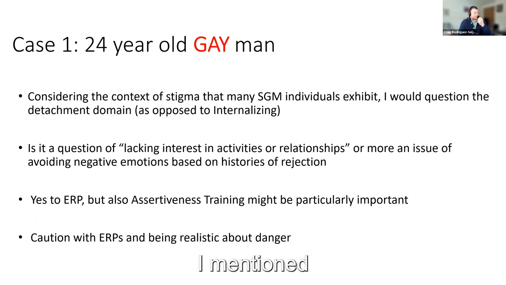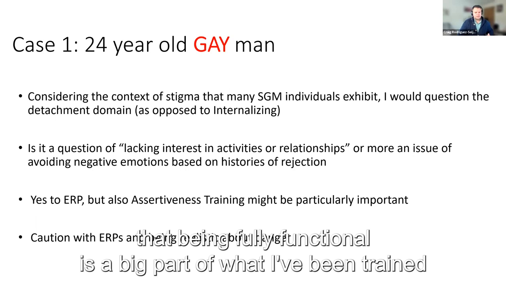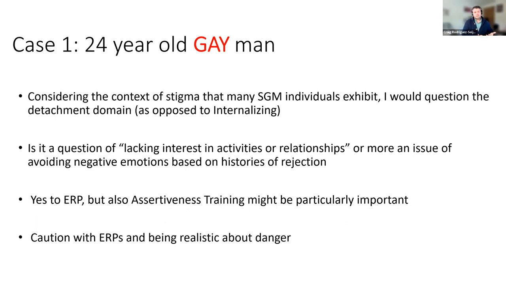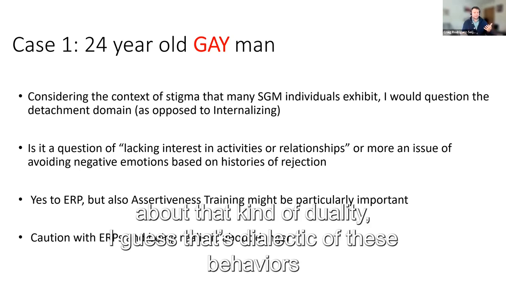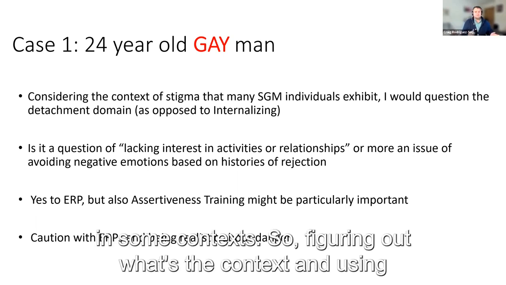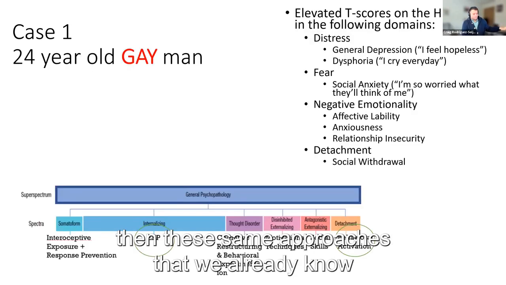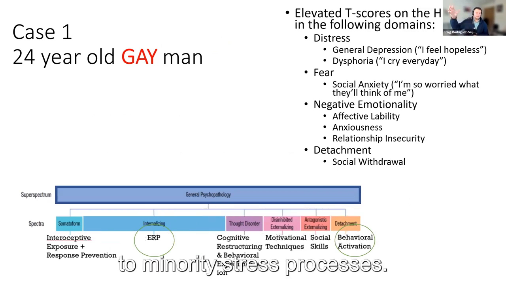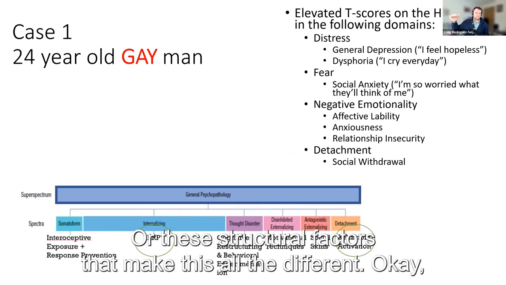So I mentioned that being fully functional is a big part of what I've been trained in, these evidence-based approaches for sexual and gender minority folks. It's talking about that duality, that dialectic: these behaviors are extremely functional in being protective, and yet can be distressing in some contexts. So it's figuring out the context and using the same approaches that we already know, but molding them for this population a bit more, with an eye to minority stress processes or these structural factors that make this a little bit different.